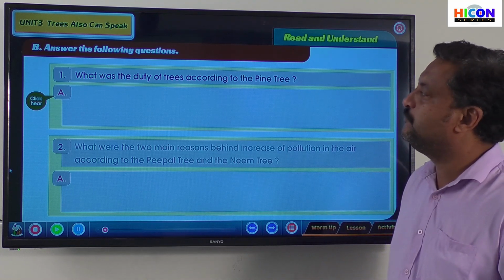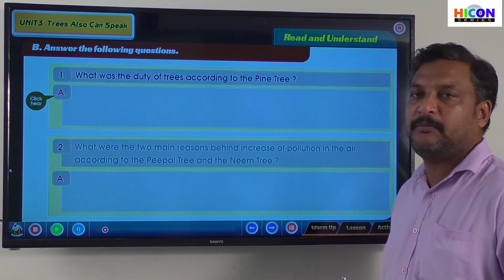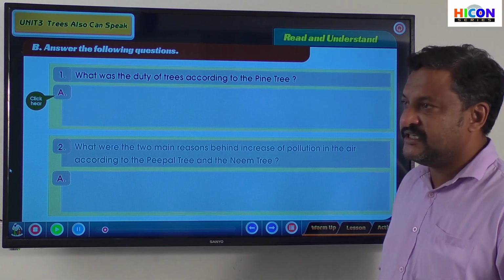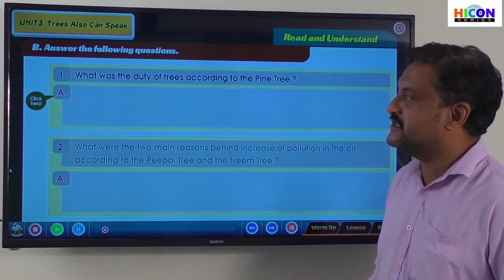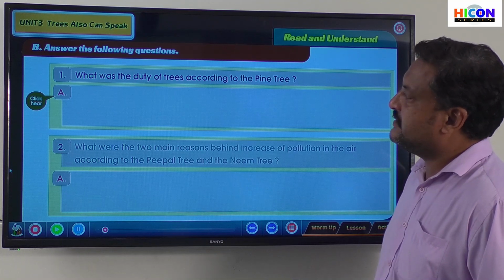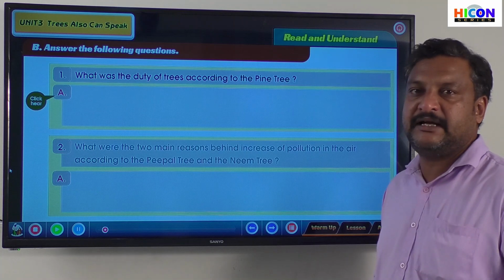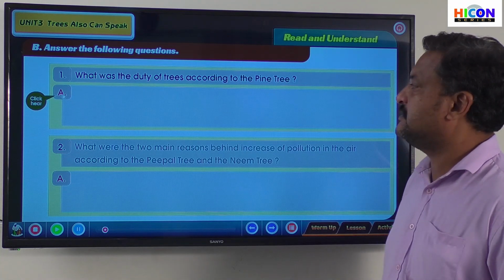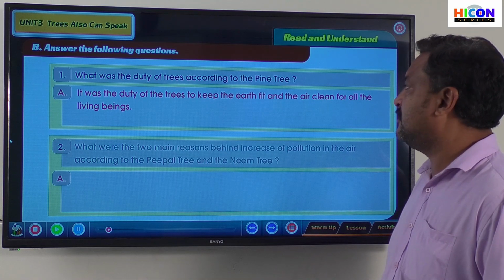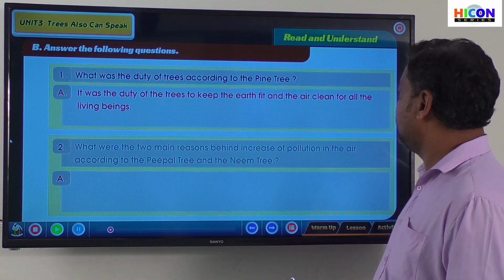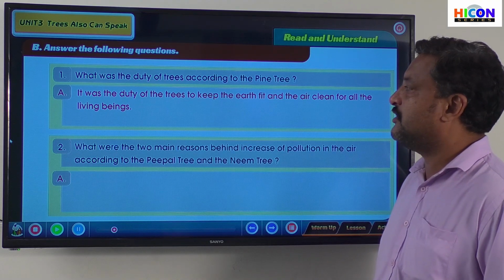Right, the first question, what was the duty of the trees according to the pine tree? So when the trees were discussing something over there, they came about the duties and all, and the pine tree said something about the duty of the trees over there, isn't it? So what was that? Okay, let us check the answer. It was the duty of the trees to keep the earth fit and the air clean for all the living beings. So what was the duty of the trees?